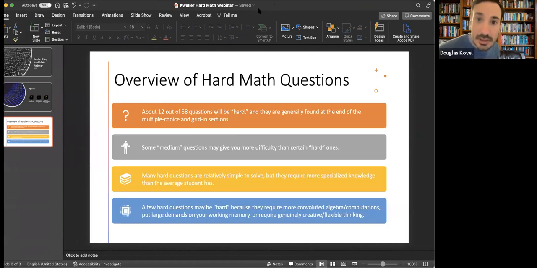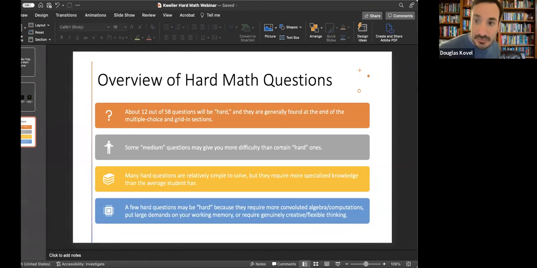All right, great. So first, I just wanted to give a general overview about the hard questions on the test. Overall, only about 12 out of the 58 questions or so will be what are officially considered hard questions. And they're generally found towards the end of the multiple choice and grid-in sections. In general, the easier questions tend to be at the beginning, the more average ones in the middle, and then the harder ones at the end.